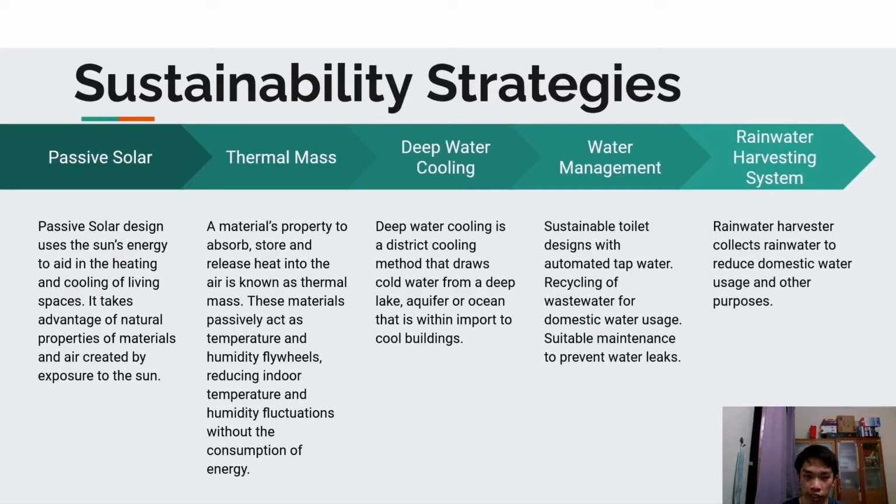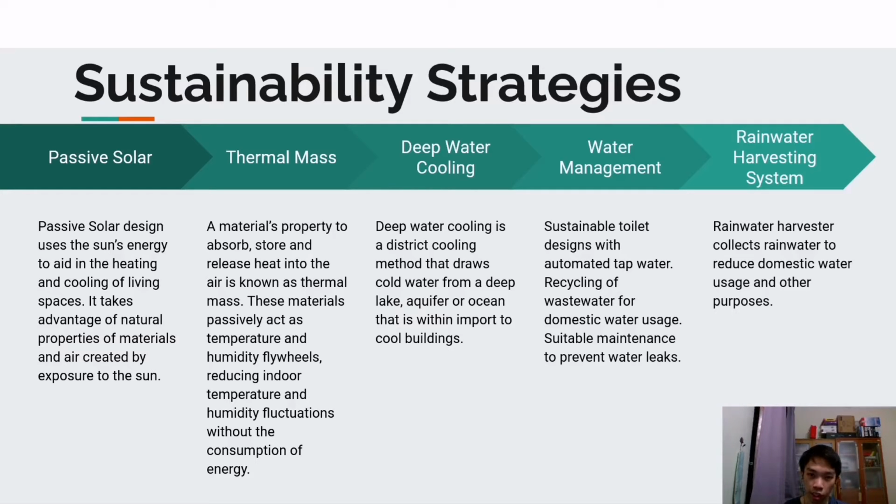My name is Gordon Chan Ying. Now I will explain the sustainability strategies which we have proposed. First is the passive solar design. This design uses the sun's energy to aid in the heating and cooling of living spaces. The second sustainability strategy is thermal mass. Thermal mass materials reduce indoor temperature and humidity fluctuations without the consumption of energy. Deep water cooling is also a good way of sustainability. It is a cooling method that draws cold water from a deep lake, river, or ocean that is within import to cool buildings.